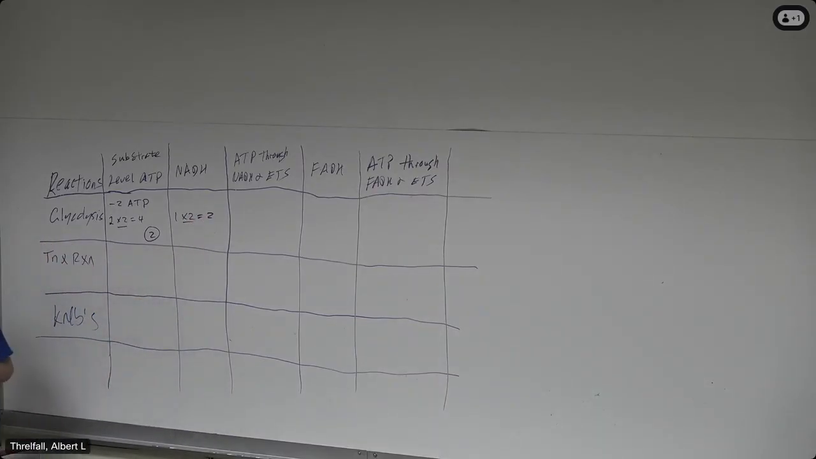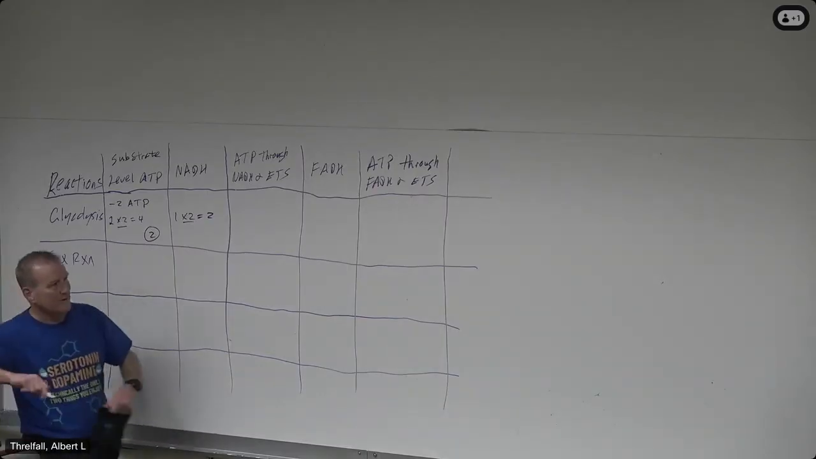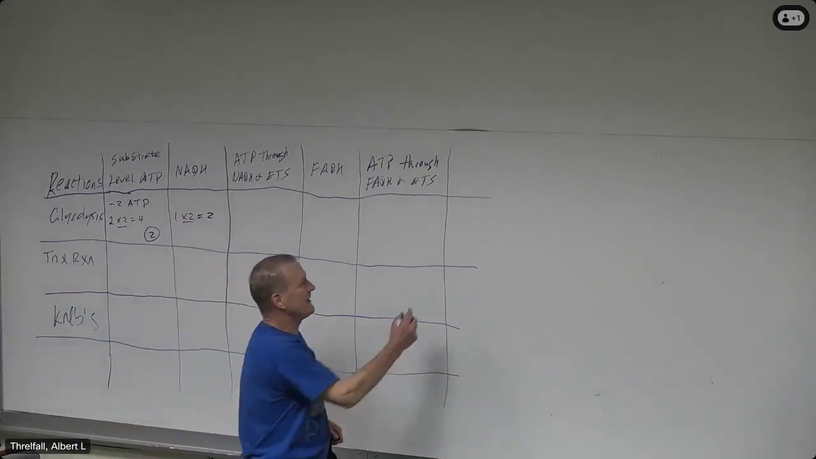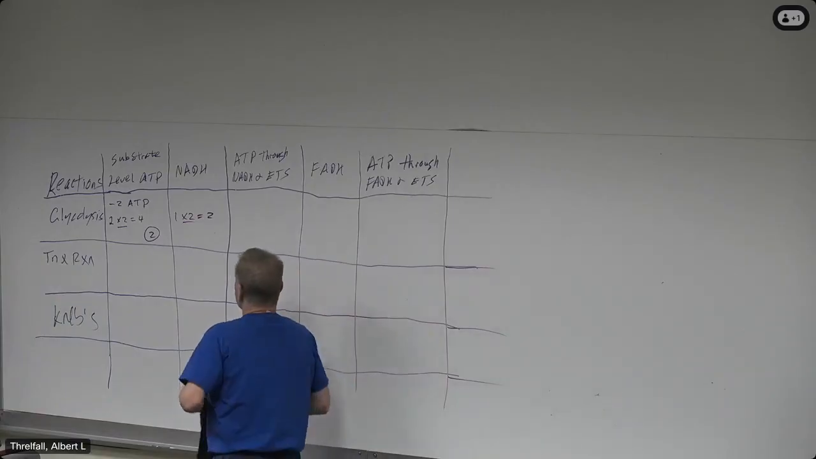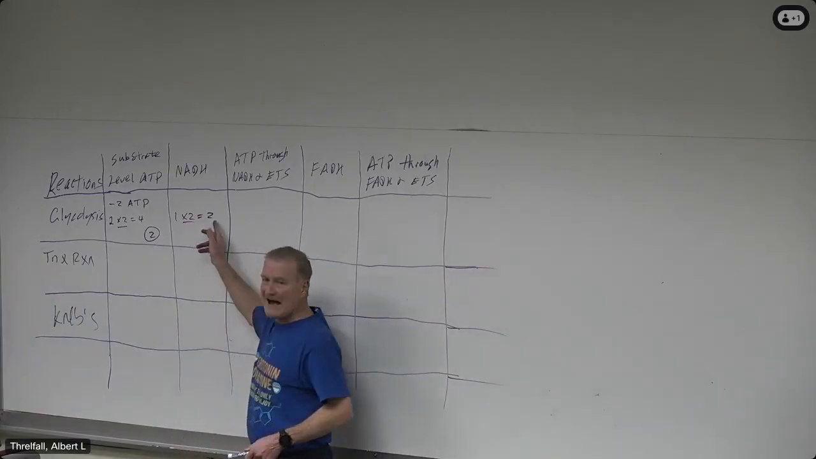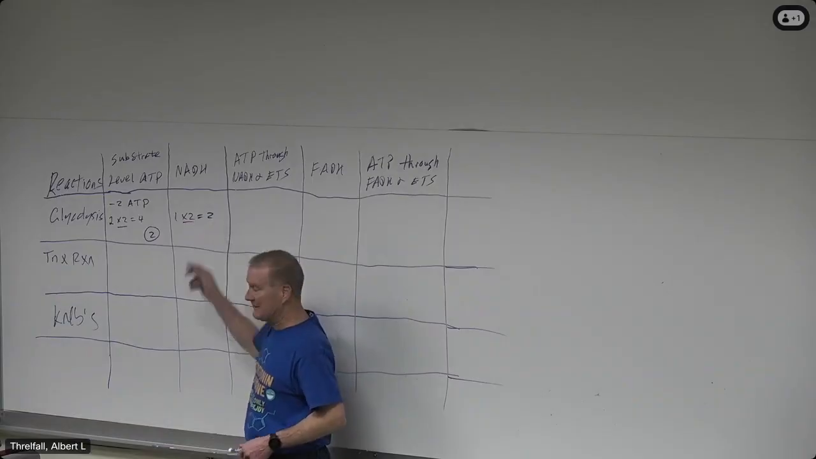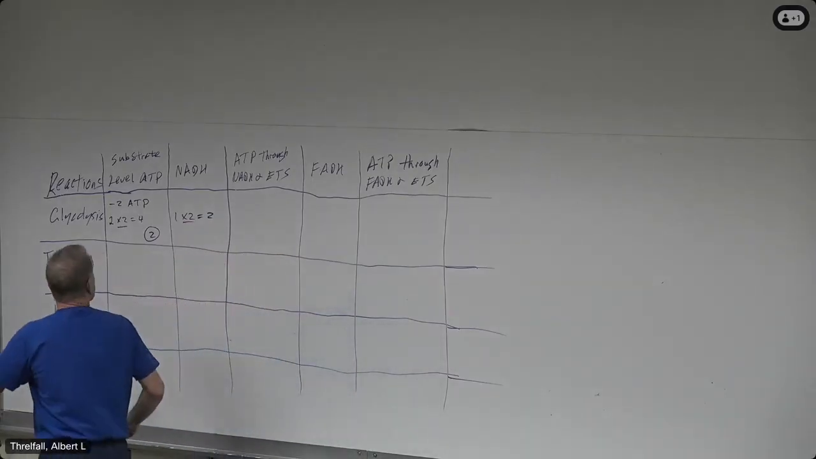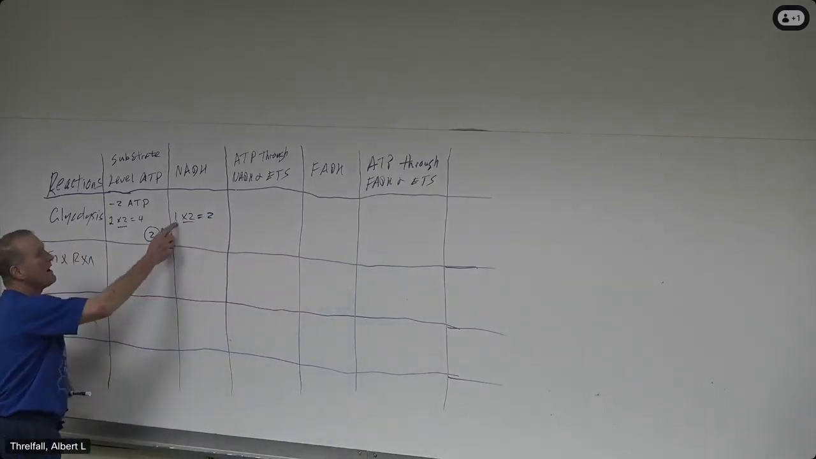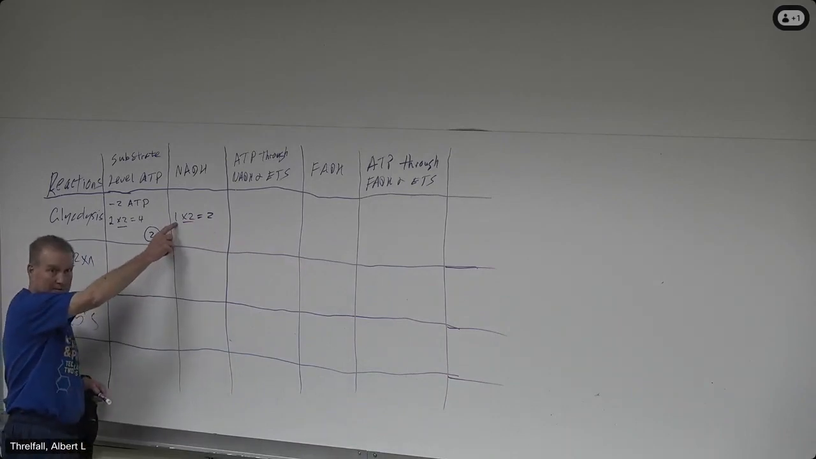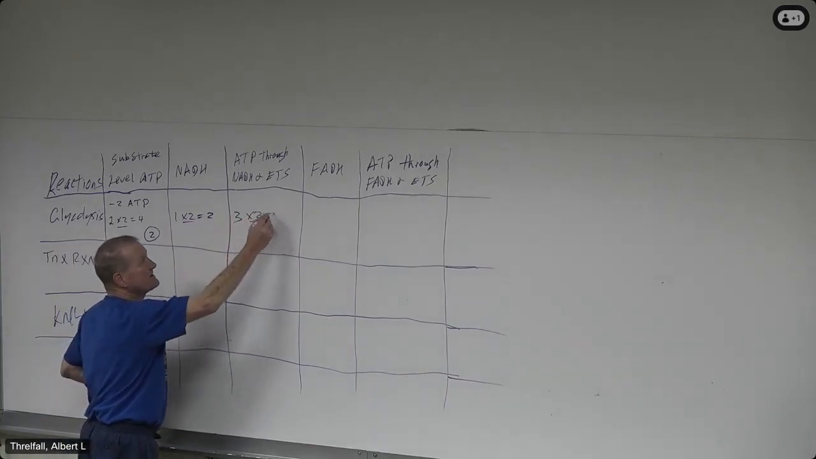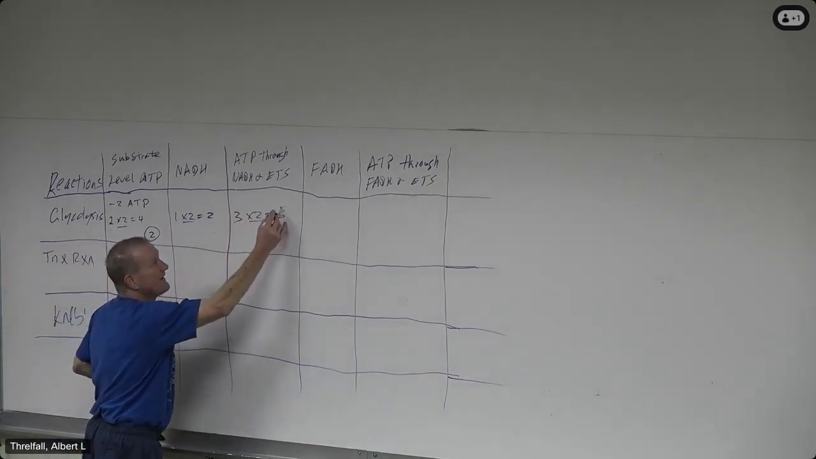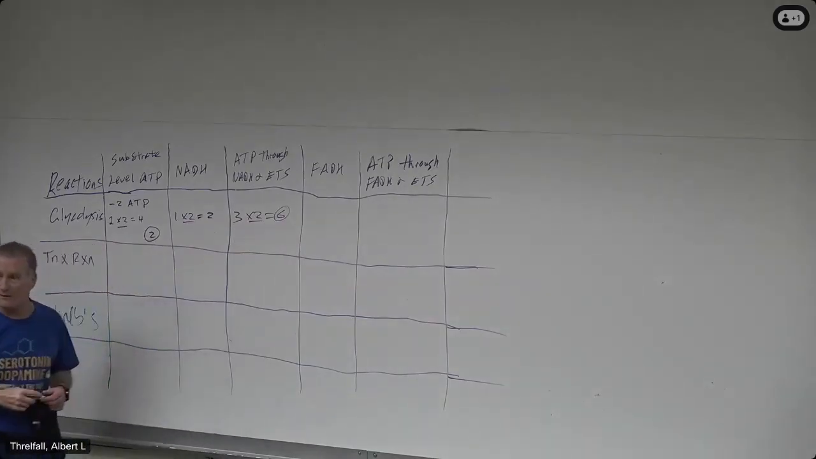Now when we add everything together to get our total over here, we're not going to add the NADHs or the FADHs. We're only adding the ATPs. So we don't want to circle that because that's not ATP. What is one NADH worth? 3. And there are two NADHs, so that's 6. That's 6 ATP, so we circle that.